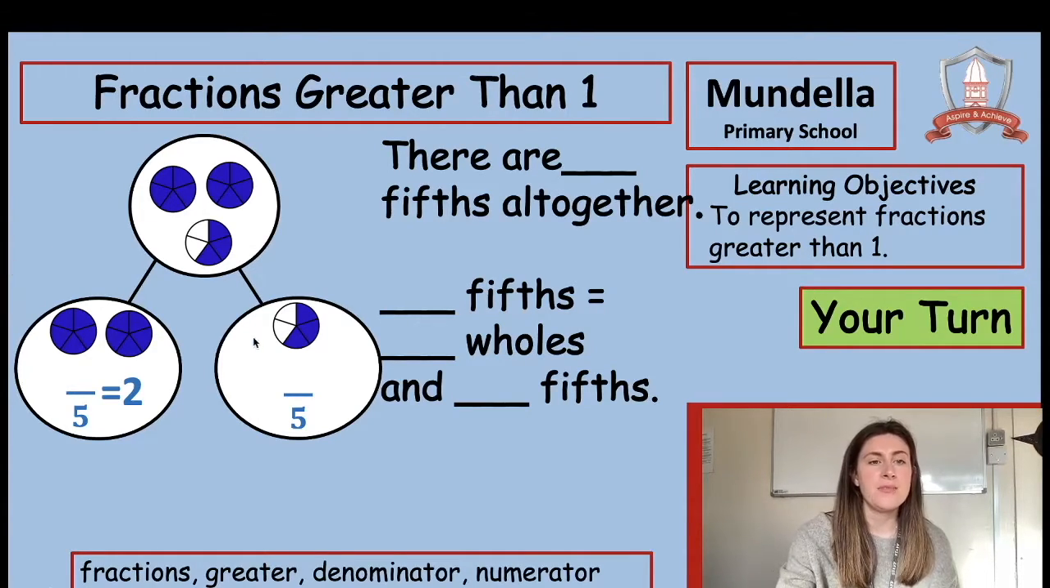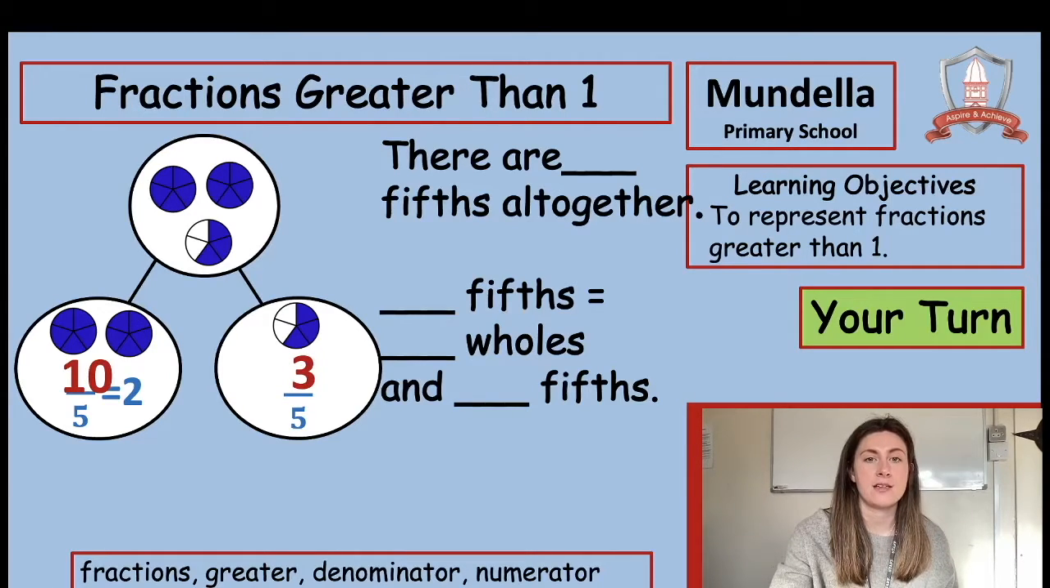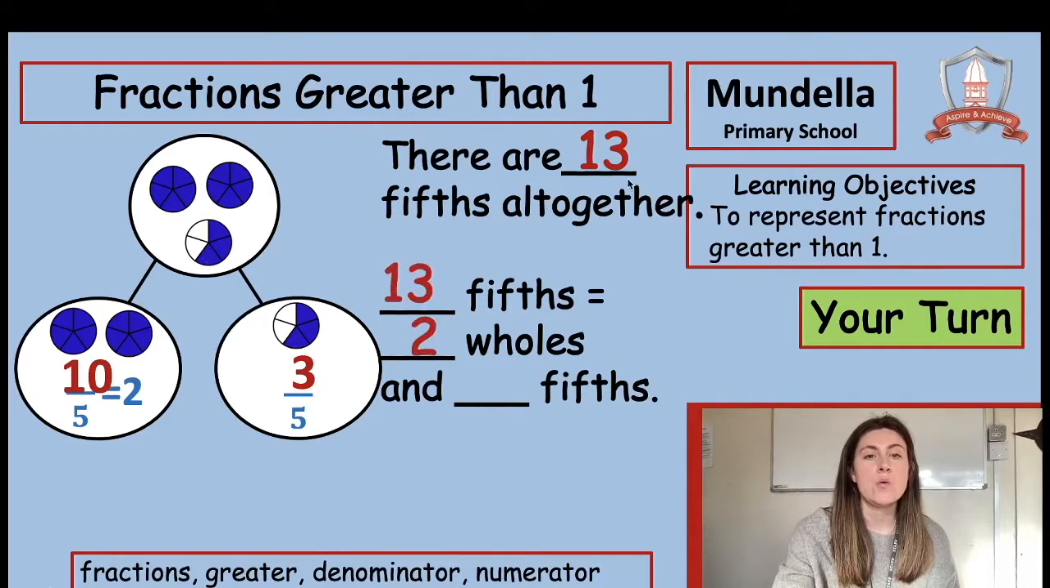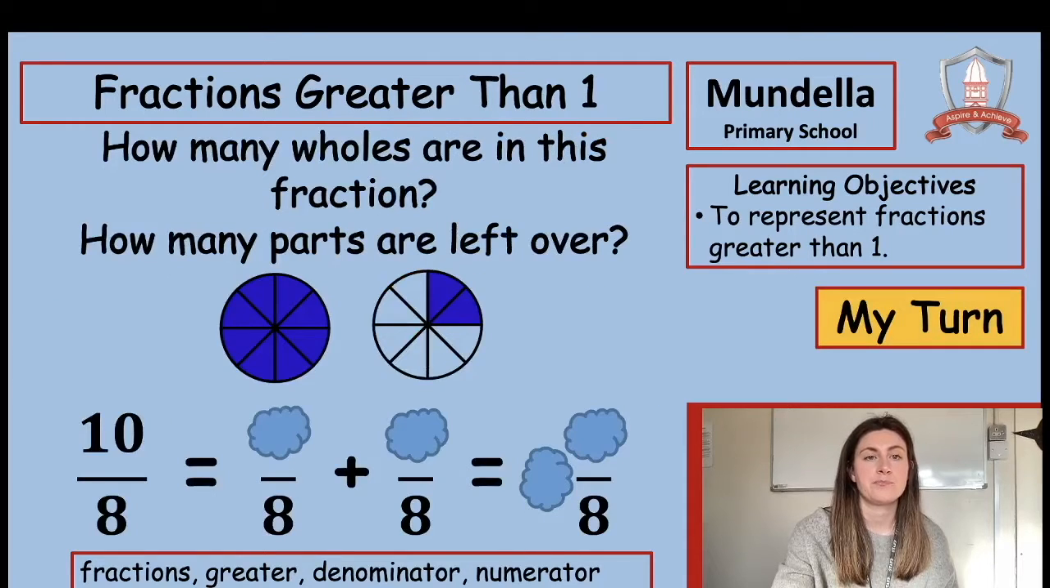Okay, so here I've got 10 fifths. And that is 2 wholes, because you can see here with the pictures I've got 2 whole shapes, and then here I've got 3 fifths. So there are 13 fifths altogether, because I've got 5, 10, 13. 13 fifths equals 2 wholes and 3 fifths.